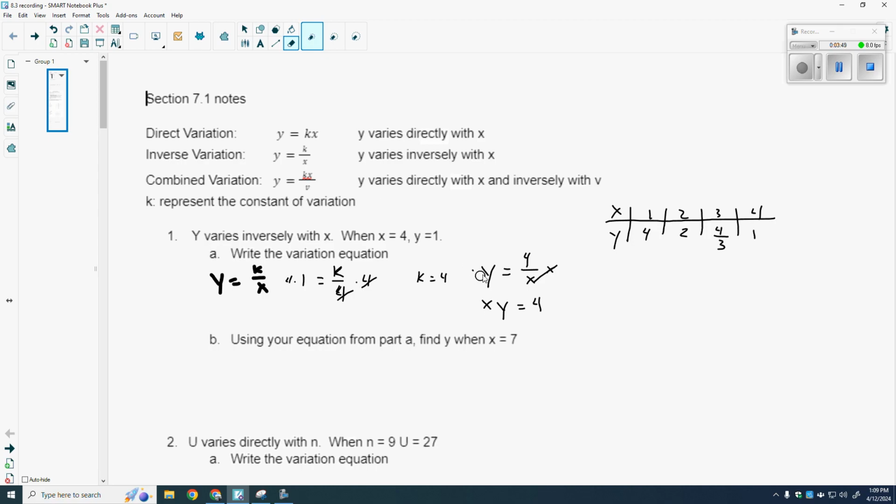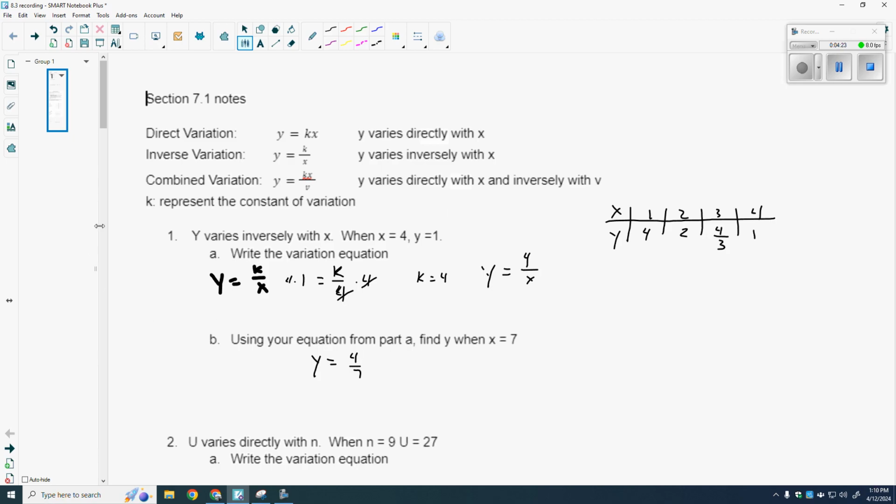In the textbook, we do have some homework problems where they ask you that question right there, but we're not going to do them. All right, question B. Now, using this equation, find the value of y when x is 7. So I plug in 7 for x, and I'm done. Y equals 4 divided by 7.